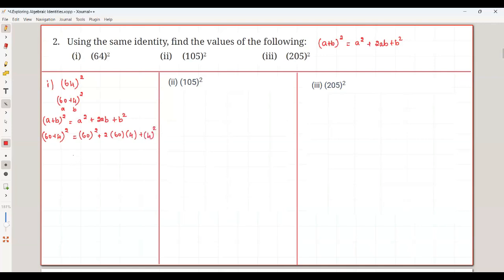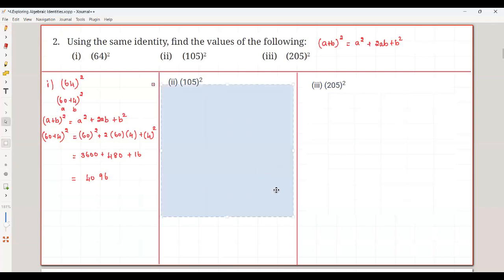Now 60 square, so we'll be getting 6 sixes are 36 and take 2 zeros, 3600, plus 2 sixes are 12, 12 fours are 48, so we'll be getting 480, plus 4 square is 16. Just add everything. 4096 is the answer. So we have to split the number in the form of A plus B, then use the identity.